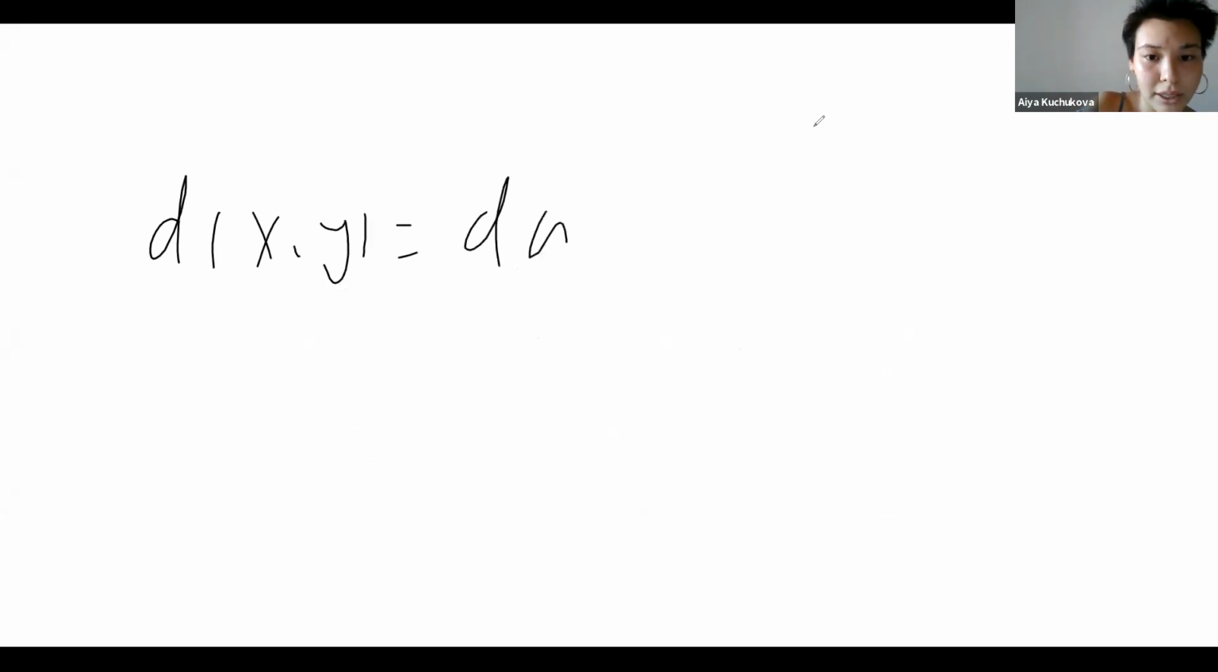And then what we also can see is that d(x,y) is equal to d(y,x). Why? Because if they're equal to each other, they're both 0. If they're not equal to each other, the distance is always 1. So yeah, it stays the same. Great.